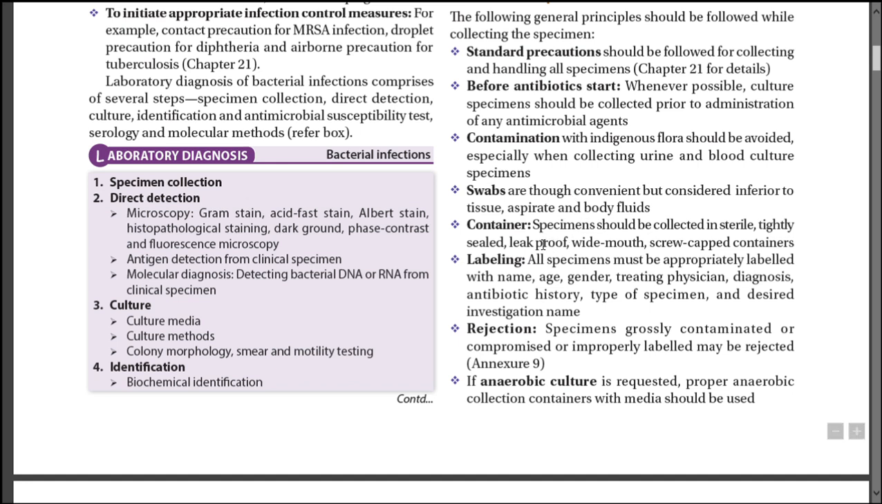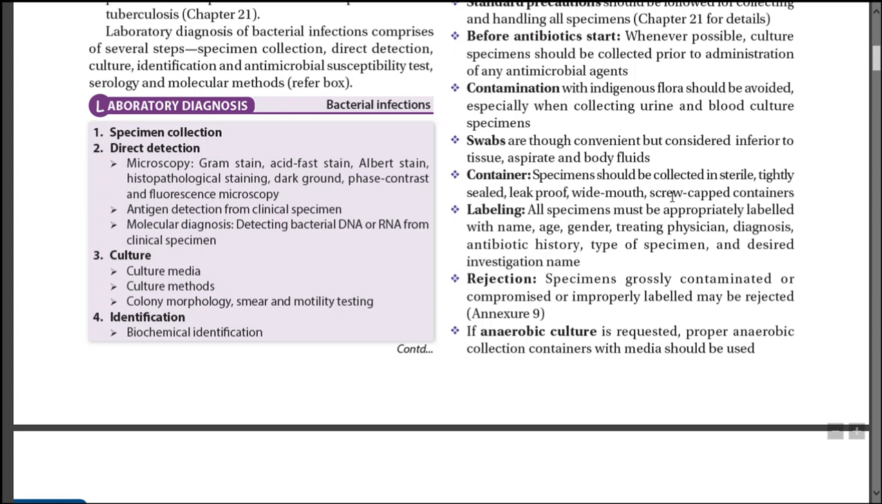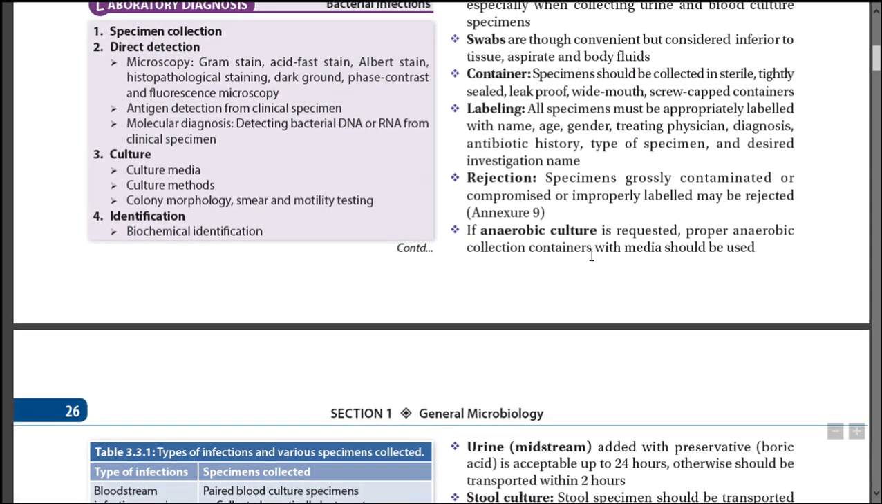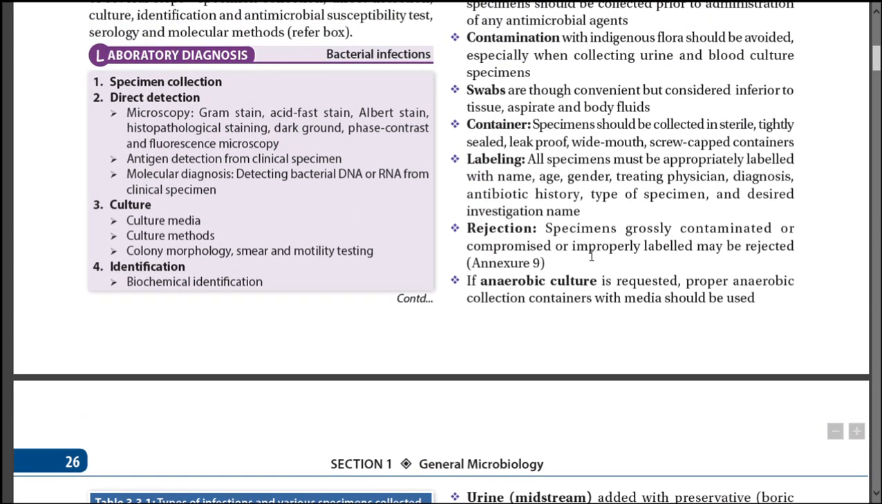Next, the container. The container in which the specimen is to be collected must be sterile, tightly sealed and leak proof so that air won't enter inside and contaminate the given bacterial sample. Next, labeling. All specimens must be labeled with name, age, gender, treating physician, diagnosis, type of specimen, and desired investigation name should be mentioned on that container. Specimens which are contaminated or wrongly labeled must be rejected.